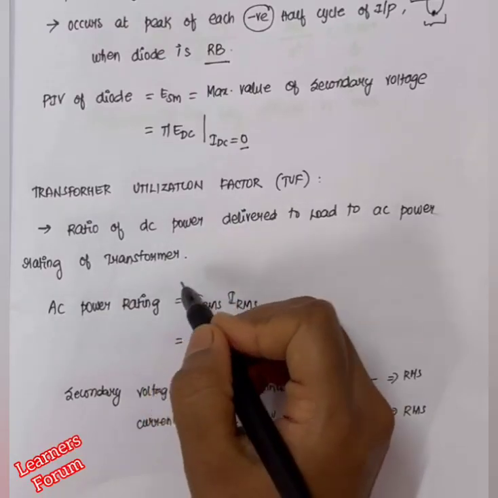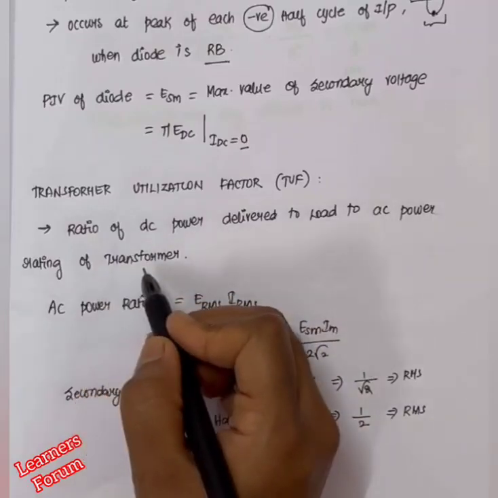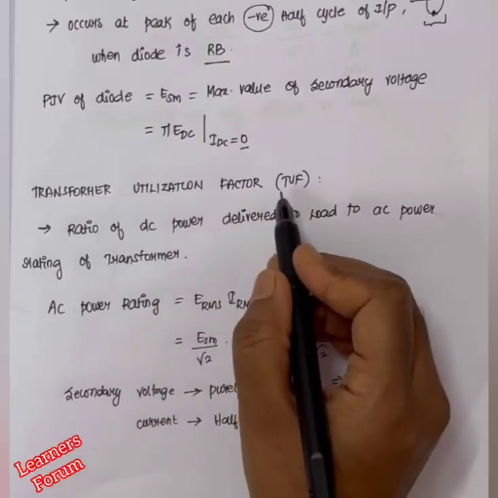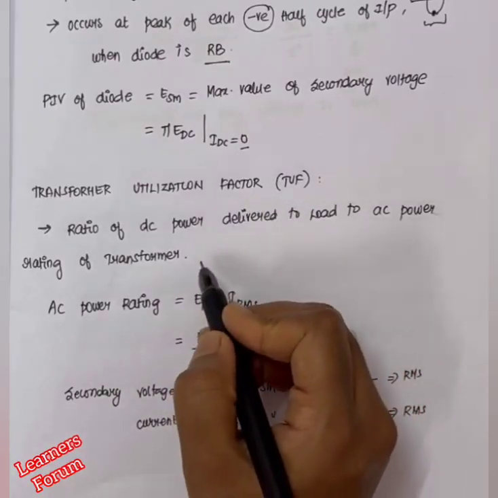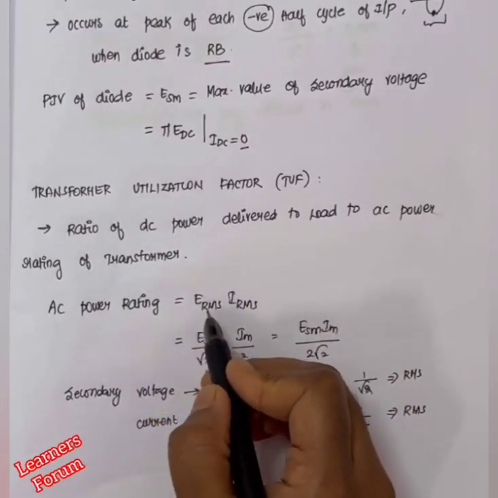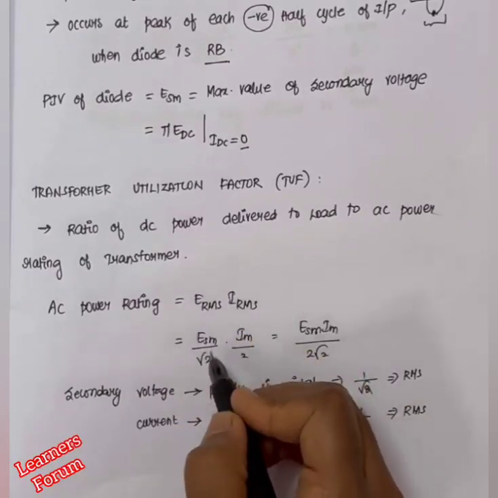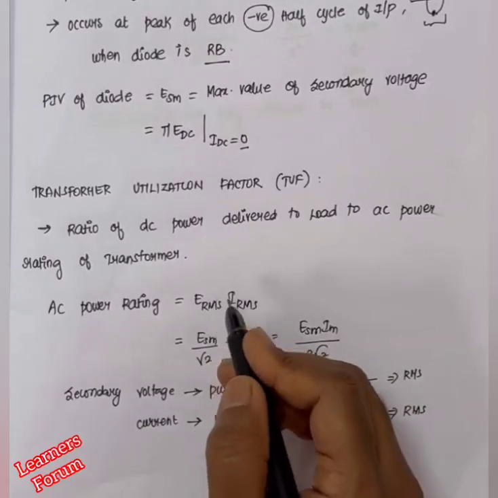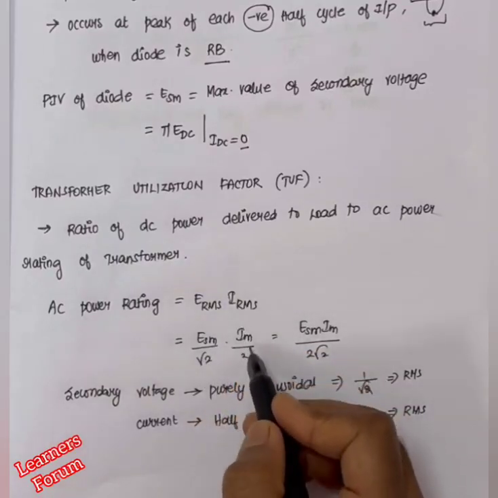So let us calculate the individual values of DC power delivered to load first, and second, AC power rating of transformer. Then let us divide the two to get the ratio, that is, the transformer utilization factor, and then we can calculate how much percentage of utilization is done here. So AC power rating is nothing but the product of voltage Erms into Irms. Voltage RMS value is nothing but Esm by root 2, that is secondary voltage, and Irms is nothing but Im by 2. So here the Erms value is 1 by root 2 times and Irms is 1 by 2 times.